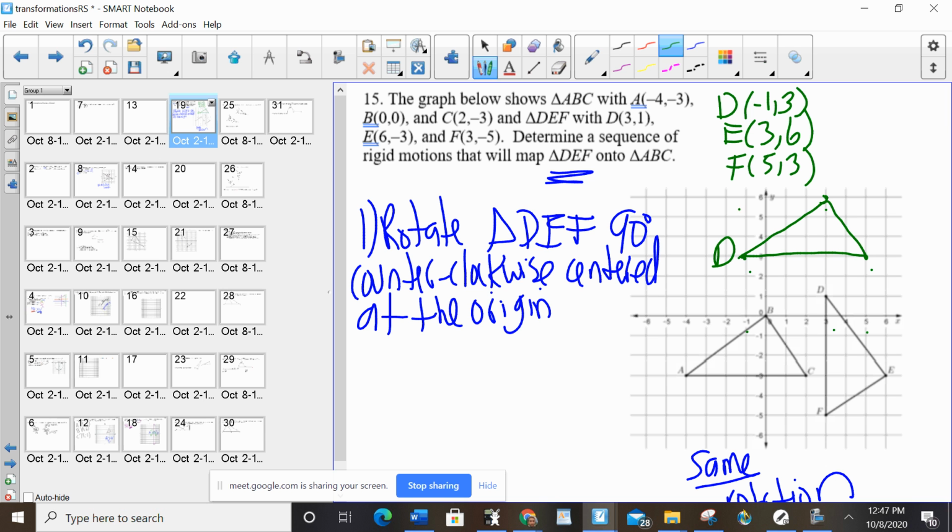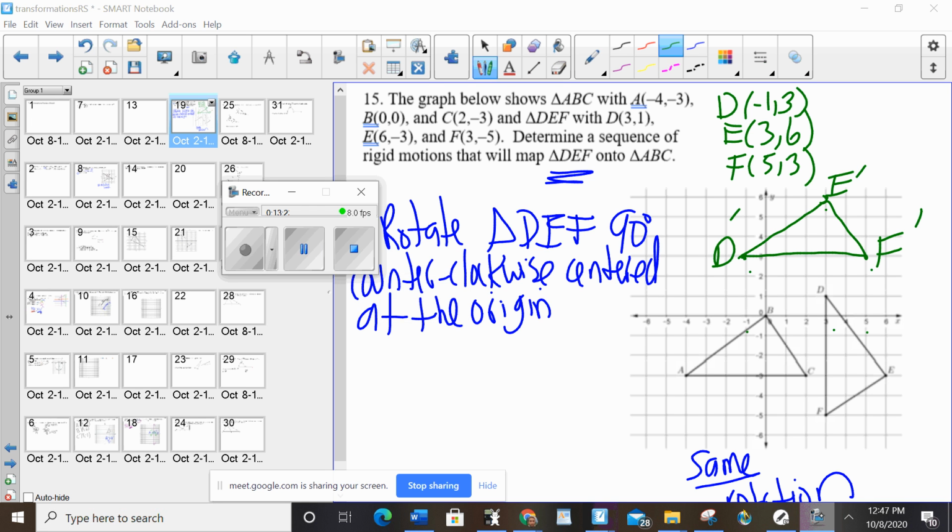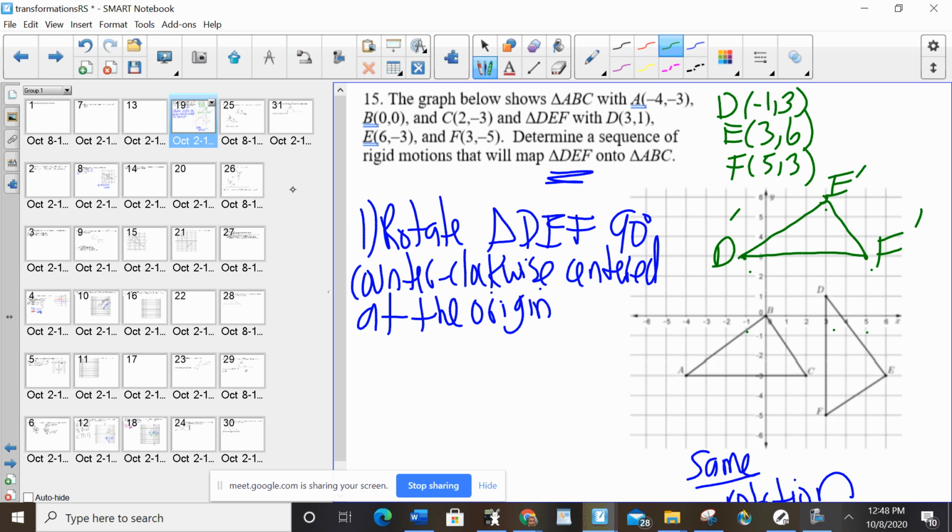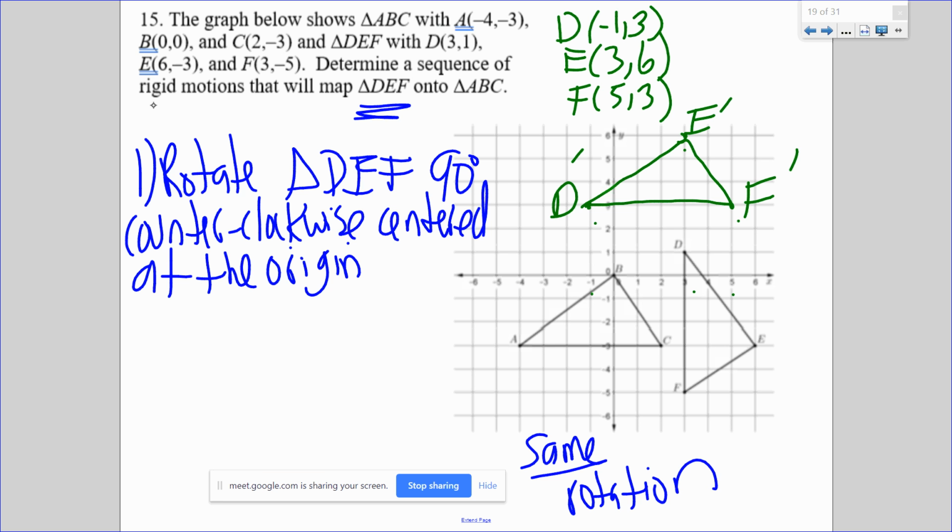That's D prime, E prime, F prime. I'm going to pause just to give everyone a moment to get caught up. All right, followed by... now, how do I get that green DEF prime onto ABC? Well, you need to slide it. A translation.